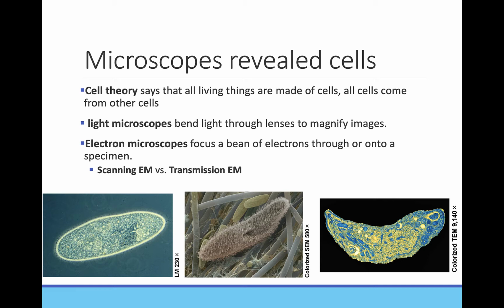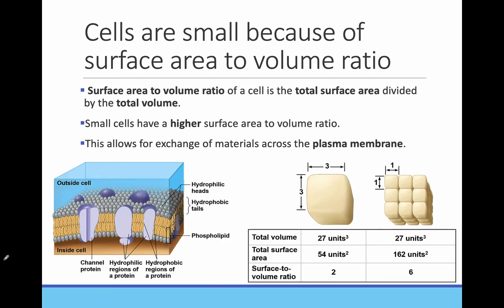Early observation of cells helped build the tenets of the cell theory. The cell theory states that all living organisms are made up of cells, and that all new cells come from pre-existing cells. Large organisms are made up of cells, just like single-celled organisms. Rather than being one large cell, you are made up of trillions of tiny cells.